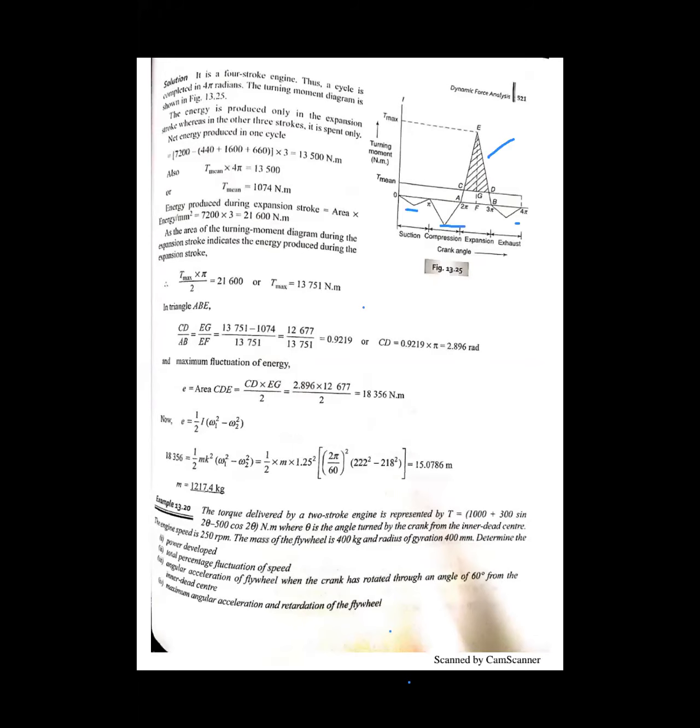Expansion and exhaust stroke is the 660 mm square. So here all of you observe what strokes are there: suction, compression, and exhaust. Those are drawn below the zero line. So why are they represented below the zero line? That is very important.